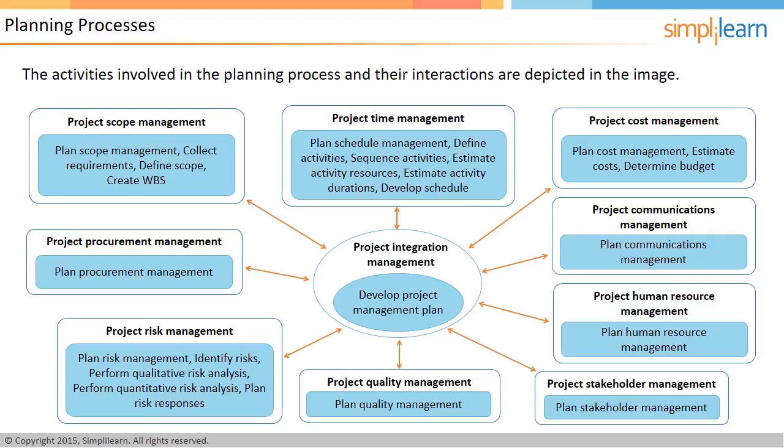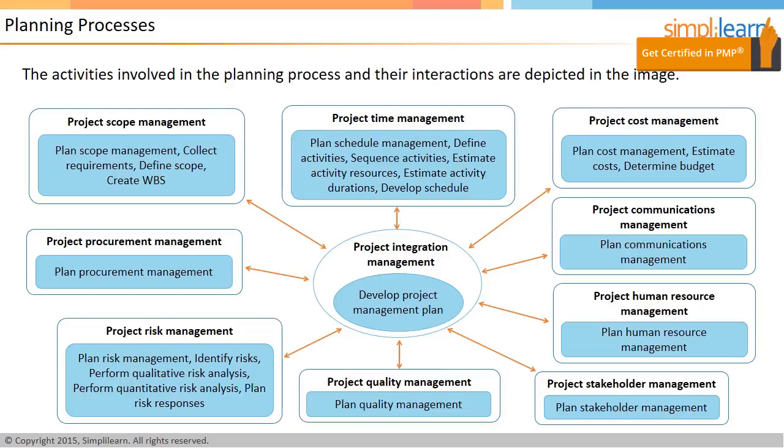Planning accounts for most of the processes in the project management framework. As many as 24 out of the 47 project management processes belong to the planning process group. The basic objective of the planning processes is to produce the project management plan collectively. The developed project management plan under integration management assimilates the output of all the planning processes under various knowledge areas. The project management plan is the collection of all subsidiary plans that address different aspects of the project.